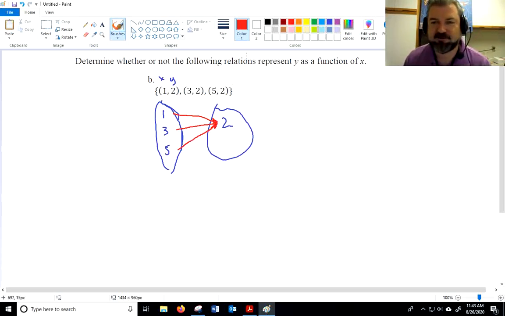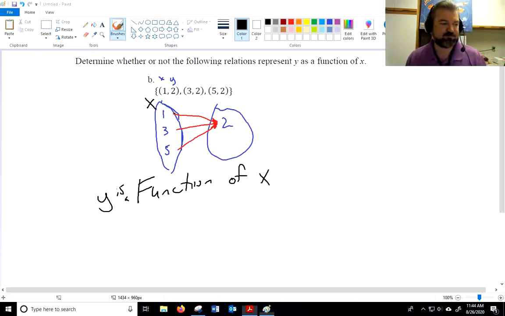I misspoke earlier, but in a function, you don't have to have your x's mapped to different or unique y values. We just need to have each x mapped to one number. So here, each x value is mapped to a single value. It happens that each x value is mapped to the same one, but that is totally okay. This is a function. Specifically, y is a function of x. All right, let's take a look at another one.